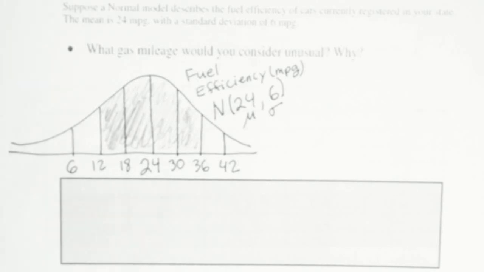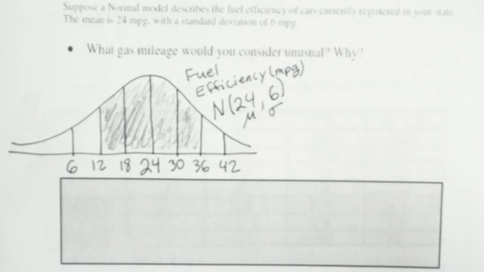And I would actually write that out in my answer. Or you could also write, if you were going to be more conservative, if plus or minus 3 standard deviations is considered unusual, then above 42 miles per gallon or below 6 miles per gallon is unusual.